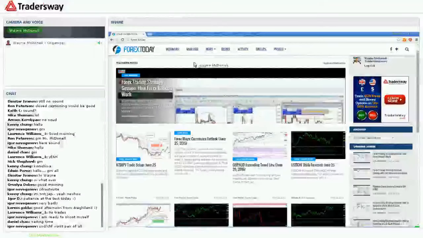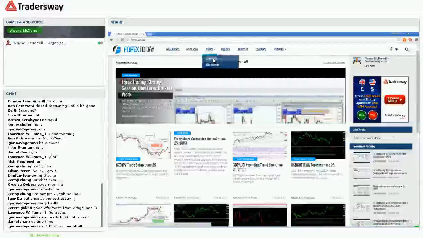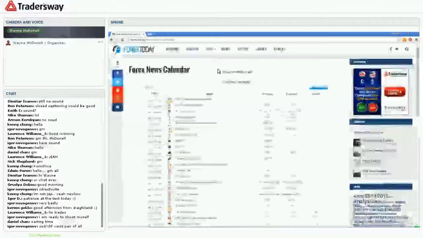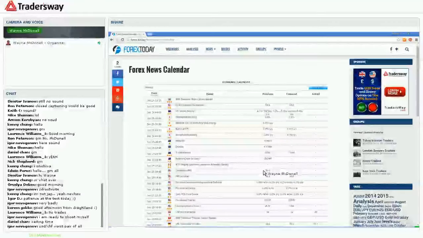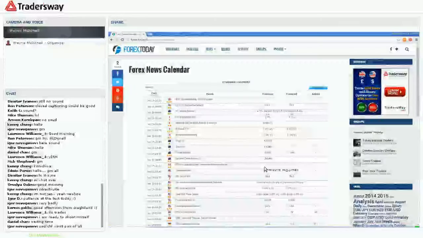Well, I want to start with the calendar. I want to show you how to do that. You go to News, click on the calendar from the drop-down menu. Then you get the big laundry list of everything that's left. It's a lot of stuff, huh? So let's filter that a little bit.